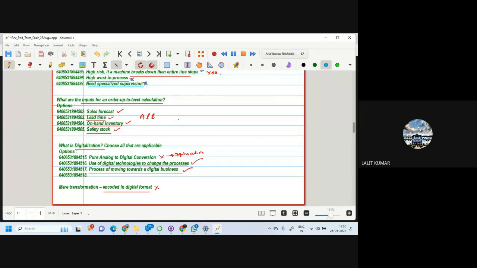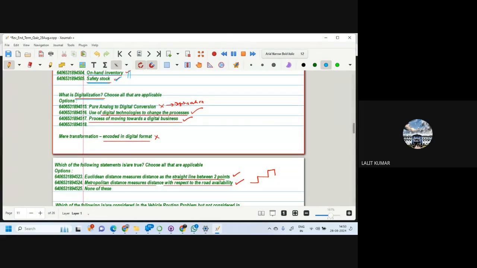What are the inputs for the order up to level calculation? Order up to level means how much we have to order so that we meet the demand. So it includes sales forecast, lead time, how much time it will take the item to arrive, on hand inventory, how much I have presently, and safety stock, how much I have to keep so that I can meet the demand. So all are valid for the order up to level calculation.